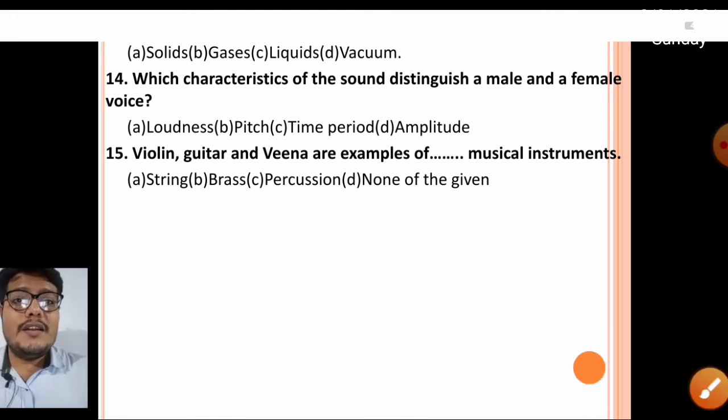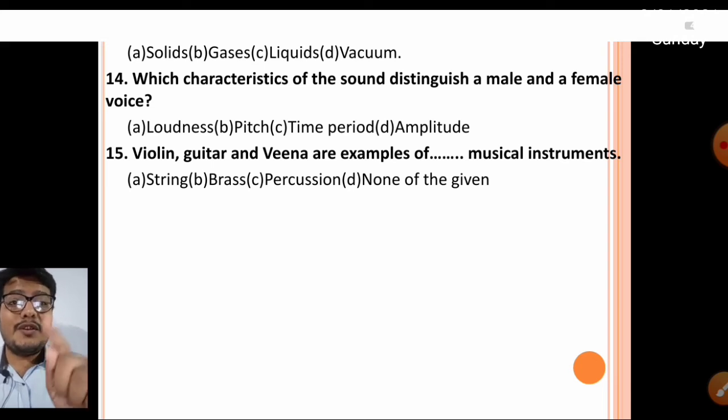Okay, see number 14. Which characteristic of sound distinguishes a male or a female voice? Loudness doesn't connect to male and female. It can be louder, no? Time period, the speaking time period is the same, no? It depends on the human. Amplitude also, actually amplitude depends on the loudness. So when you are cancelling the loudness, it means you are cancelling the amplitude. So amplitude and loudness both are out. Time period is also out.